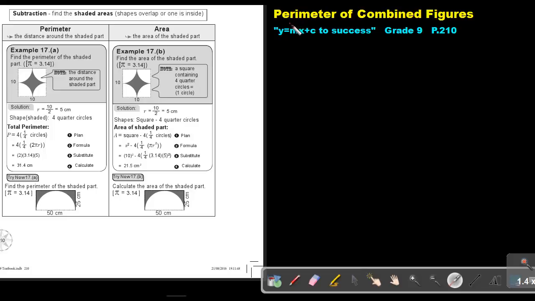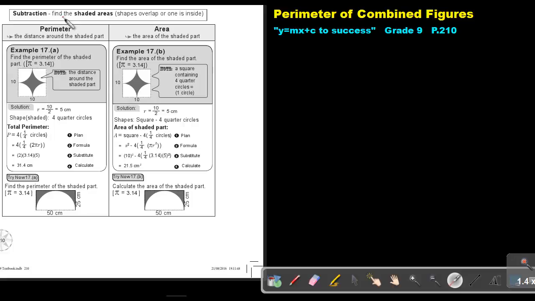Part 11. We are going to continue with the perimeter of combined figures. You will find this on page 210 in the Namibian Mathematics Grade 9 textbook. Let's look at subtraction.